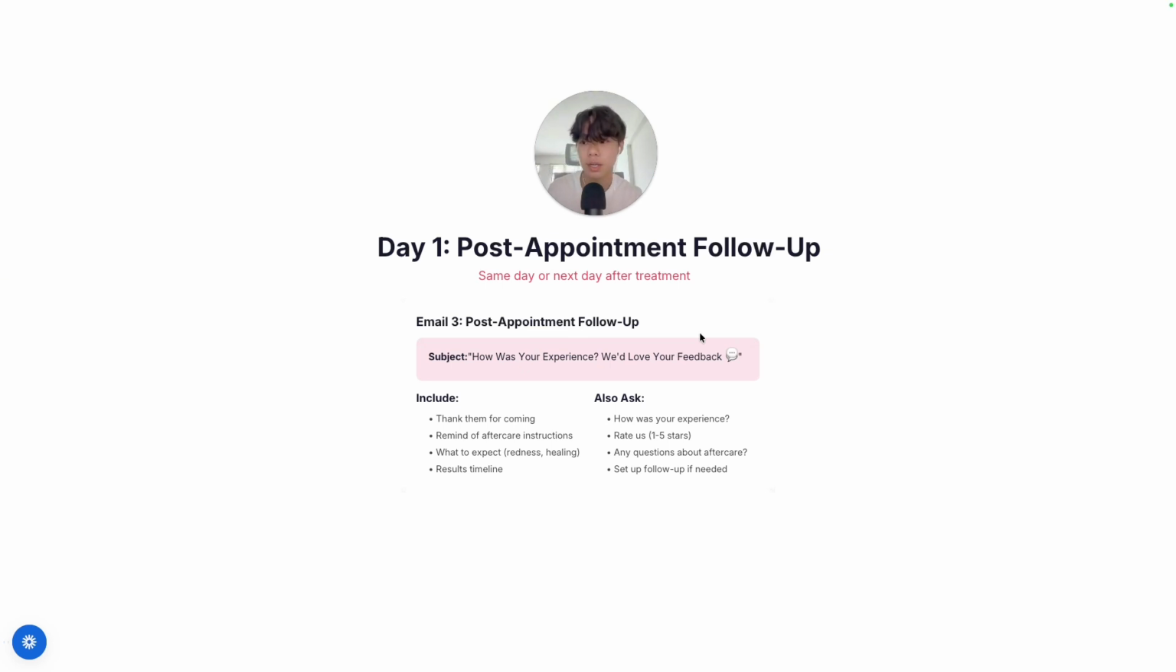So this is somewhat like a relationship-building email to confirm that the appointment is done. Thank you for coming. Thank you for trusting us. How's your experience? And yeah, give us the rating if you want. Something like that. Okay, so this is the post-appointment follow-up. Send this the same day or the next day after treatment. Cool. Right, let's go on to the next one.